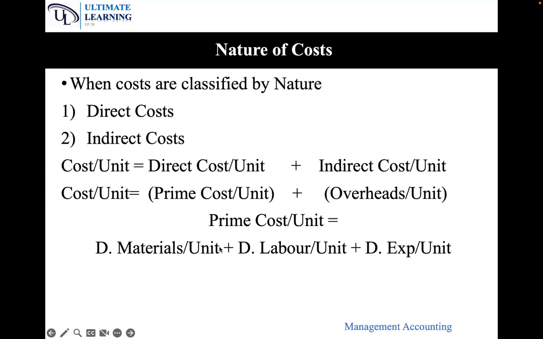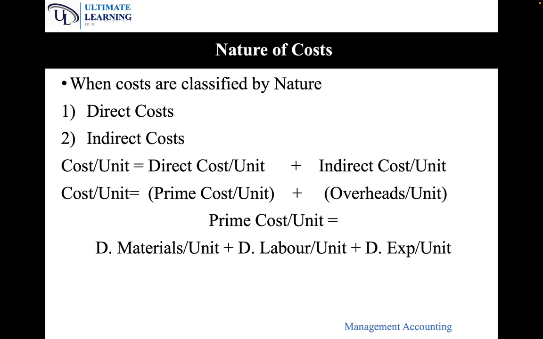Now, let's go back to chapter 2, which is known as cost classification. In chapter 2, we looked at different ways of classifying costs. Number one, we classify costs by their elements. We said when we look at elements of costs, we have material, labor, and expenses. Number two, we looked at classification of costs by their nature, where we had direct costs and indirect costs.